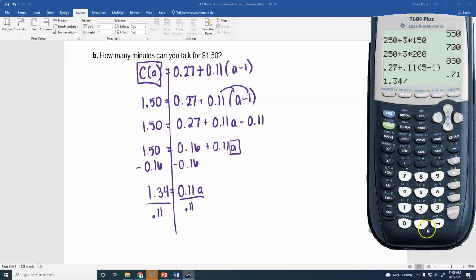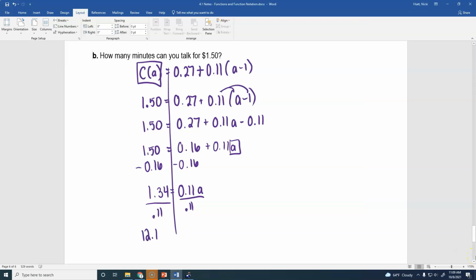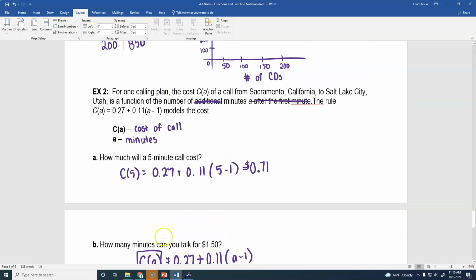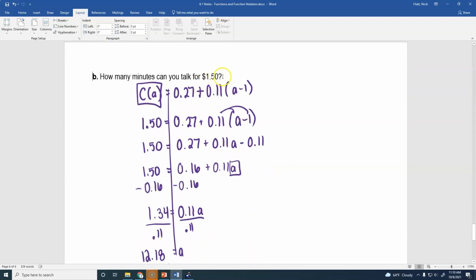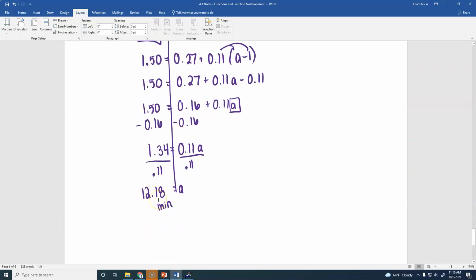I'm pretty sure that's not going to go evenly. It's going to be 12 something, I think. Yep, 12.18. So you can talk for 12 minutes. 12 minutes would cost you $1.50. I thought it would be less. Up here it was 5 minutes and it cost 71 cents. So for $1.50 you can talk for 12 minutes, which is a little bit more.